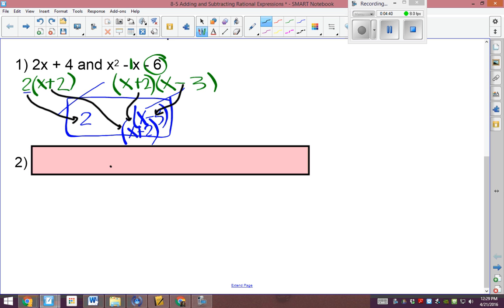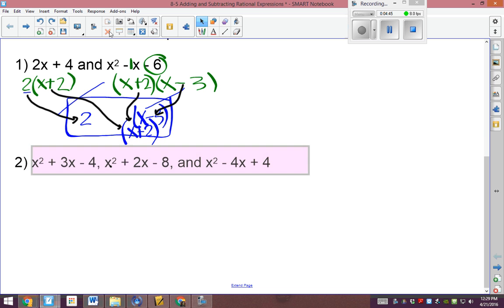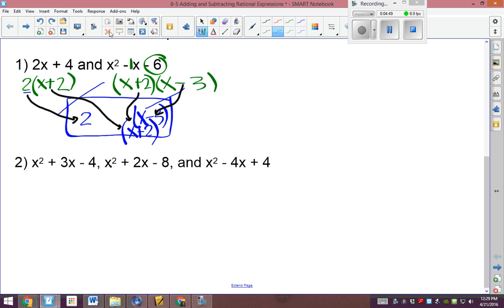Let's try another one. What you got going on? I'm on board. Okay, all right, factor it first. Two parentheses. I'm going to say x minus 4 and x plus 1. x plus 4, x minus 1. So that's the first one.